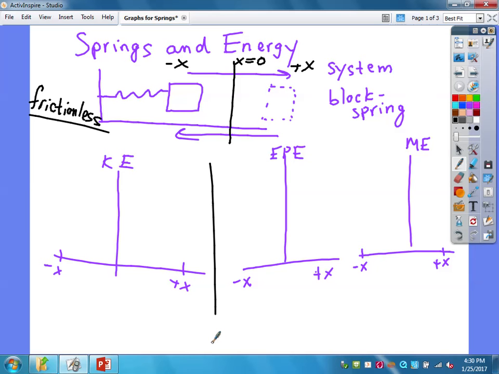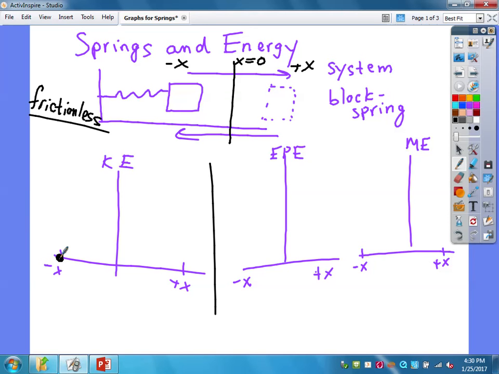So if I think about it, if I start at negative x over here, that's where I pushed it all the way back, and it's pushed, it's moving, and it stops. So at negative x, it's not moving, which means it has 0 kinetic energy. So we start down at the bottom there. Then what's it going to do? It's going to speed up, speed up, speed up, speed up.